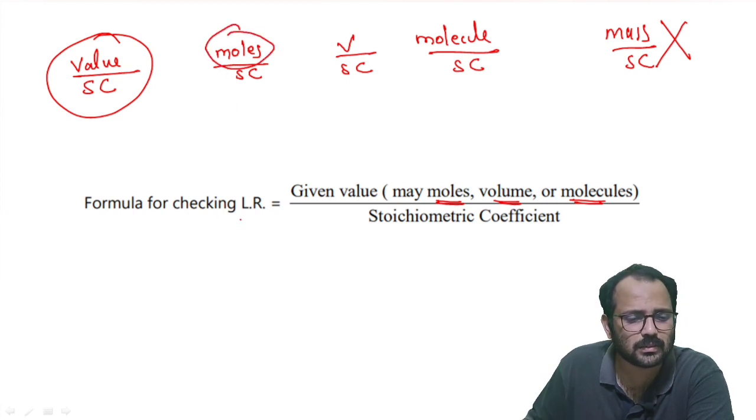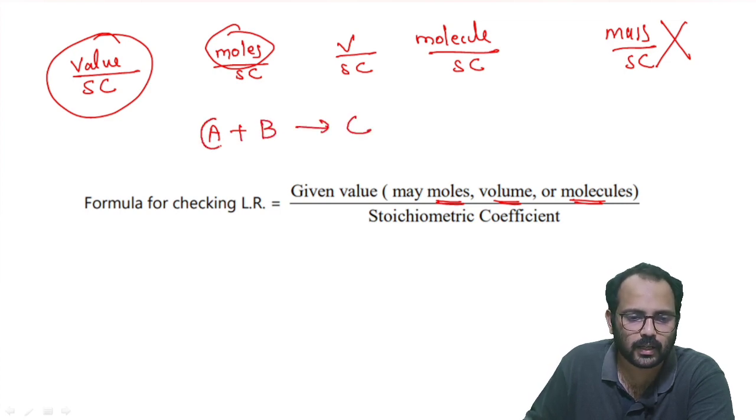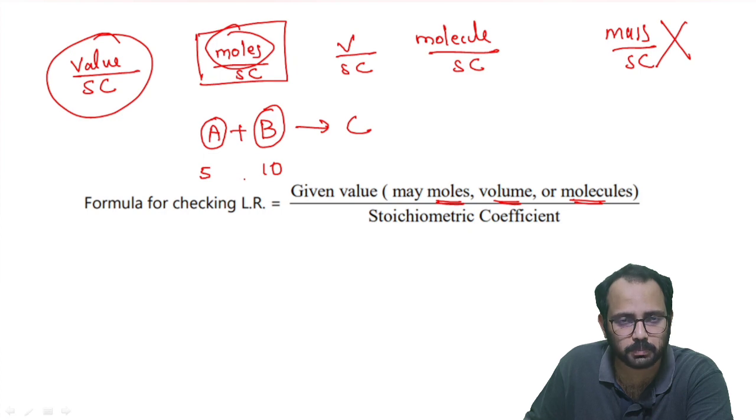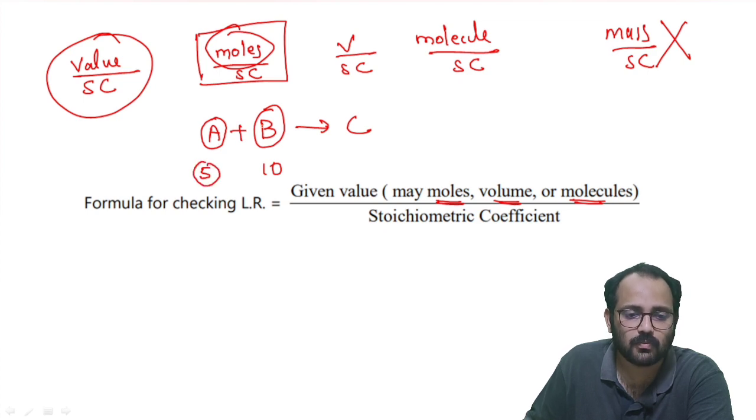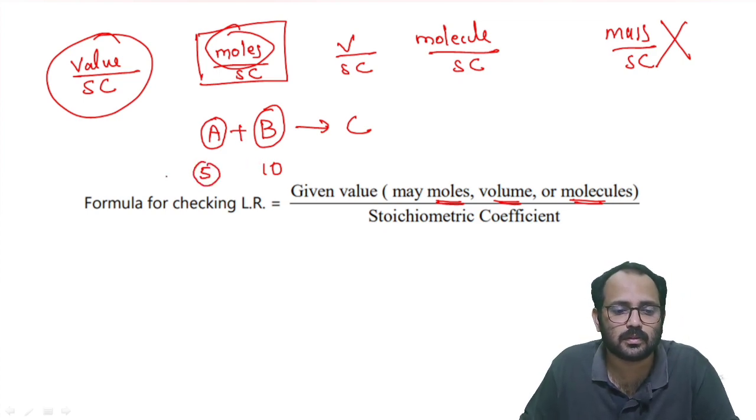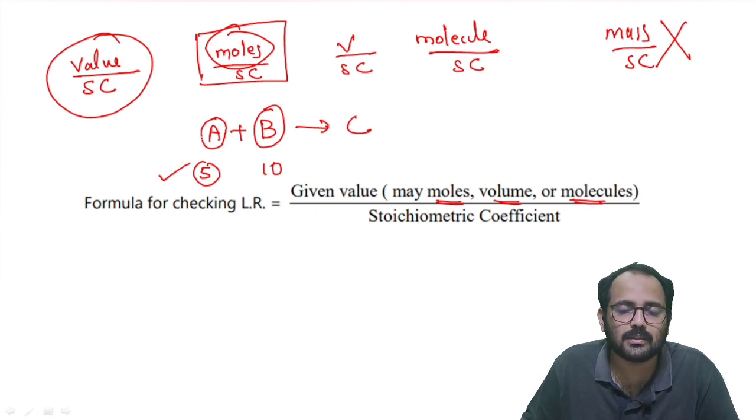Sir, why are we finding this out? Yes, there is a reason. Let's say you have different reactants, as I said, A and B, giving you C. I am going to find out the given value by stoichiometric coefficient of A and the given value by stoichiometric coefficient of B. And let's say I found the value divided by stoichiometric coefficient, for A it came out as 5, for B it came out as 10. Now for A it is 5, for B it is 10. Which value is lesser? 5 is lesser. That means A is the limiting reagent.